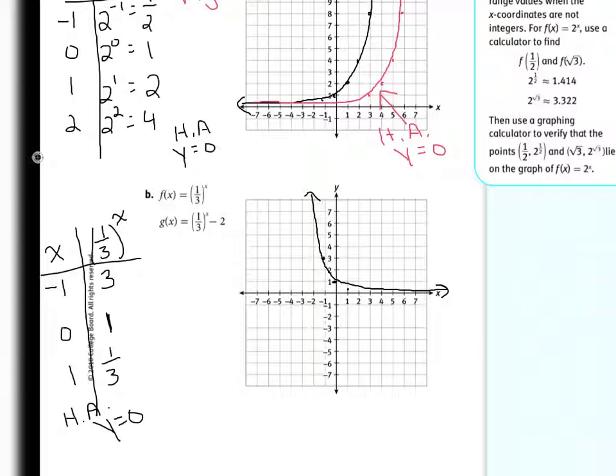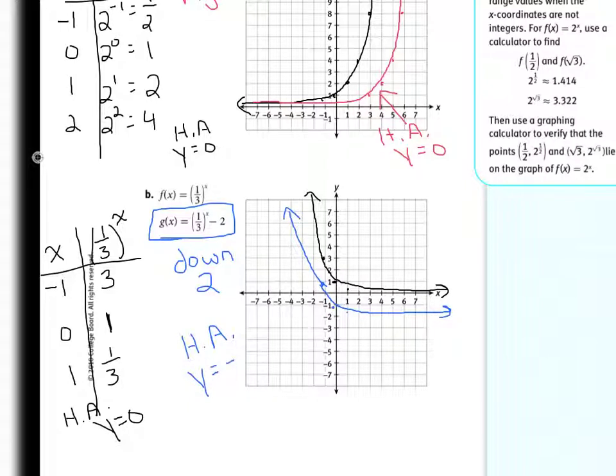Now what's happening for g of x? Well, g of x is taking that parent graph and subtracting 2. So what's going to happen to the graph itself? It's going to move down 2 spots. Each of those points is going to go down 2 places. So what does that do to my horizontal asymptote? Well, it also shifts down 2. So our horizontal asymptote is now going to be at y equals -2.